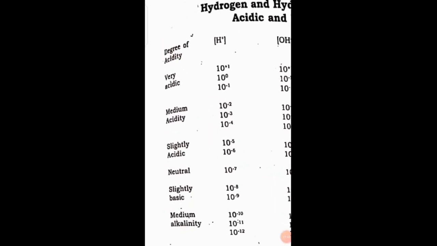This is the chart for the different pH of the different substances, that is, the degree of acidity. This is the pH and pOH of the very acidic, then medium acidic, slightly acidic, neutral, slightly basic, medium alkaline, or very basic. What is the difference between base and alkali? Water soluble bases are called alkalis.